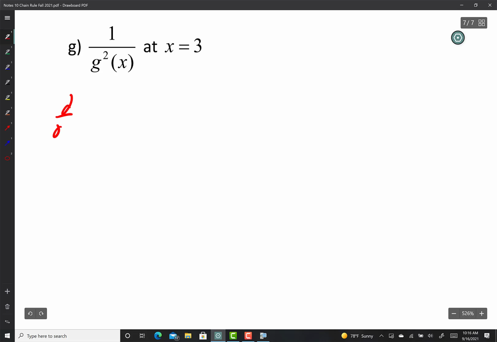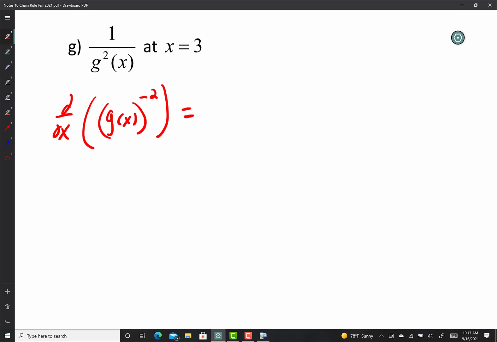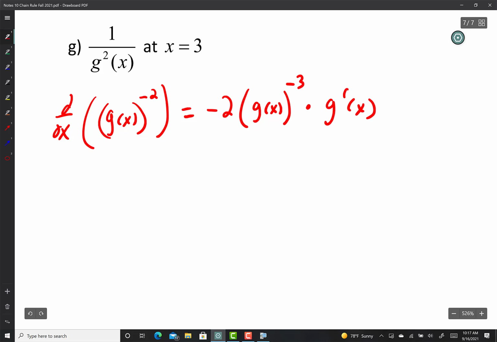So d dx, giant parenthesis, g of x, put that in parentheses, and raise it to what power? -2. Oh, yeah, sorry. You're good. How do we feel? All right, let's do chain rule. What am I doing? You guys tell me. -2, giant parenthesis. What do I write inside? G of x. Close parenthesis. What power? -3. Am I done? Times g prime x. Good. If you can do that, you're winning.